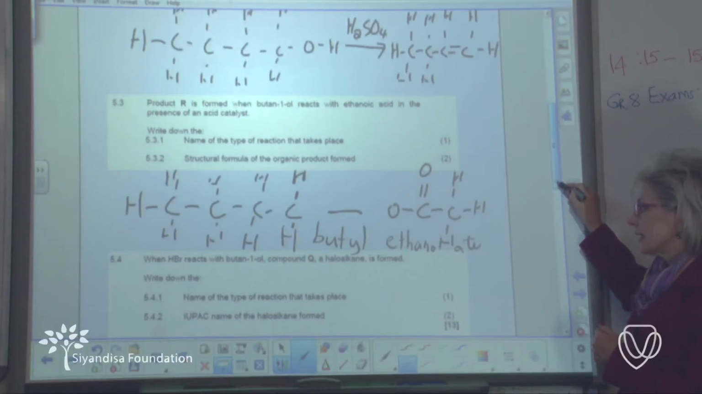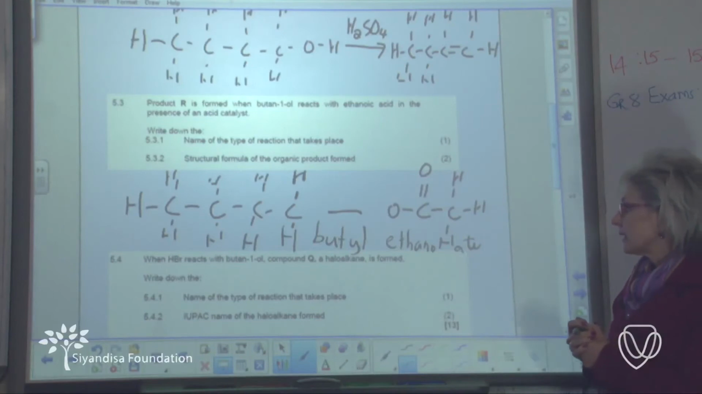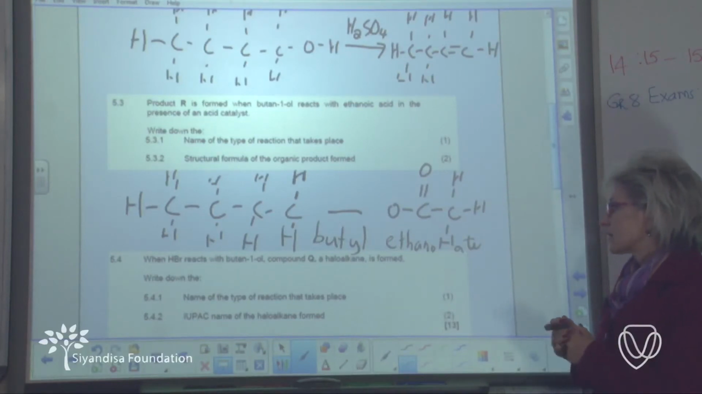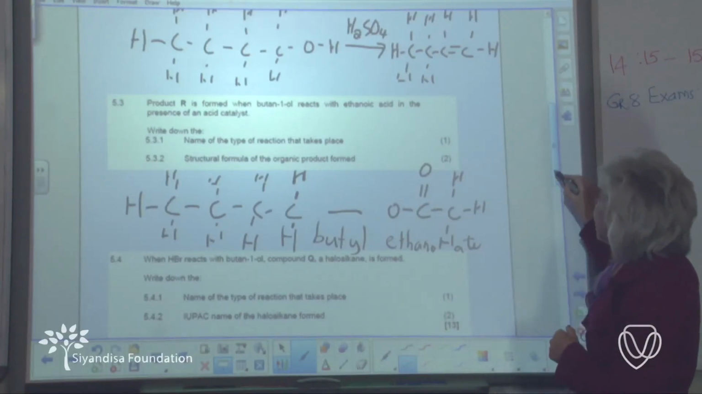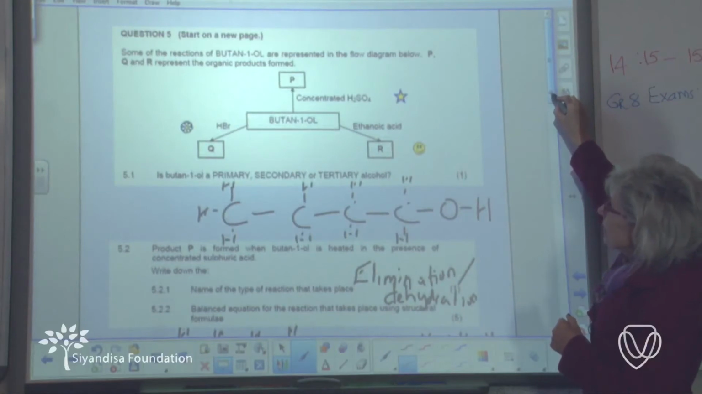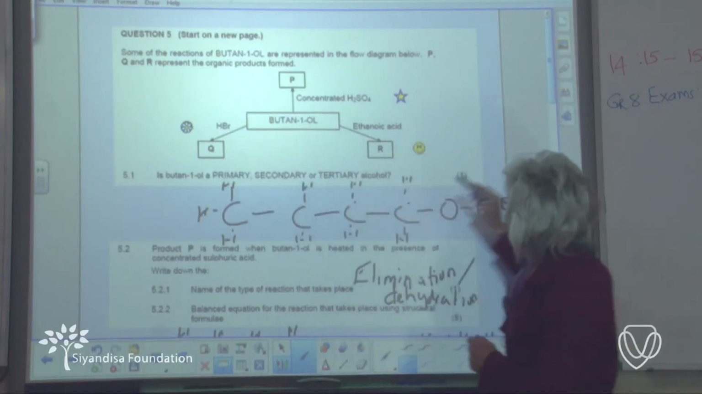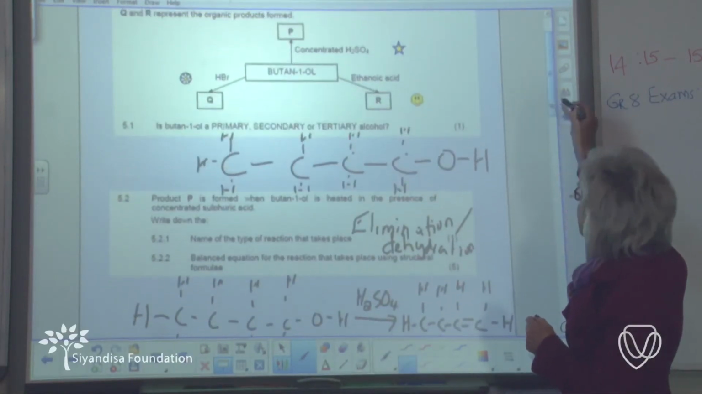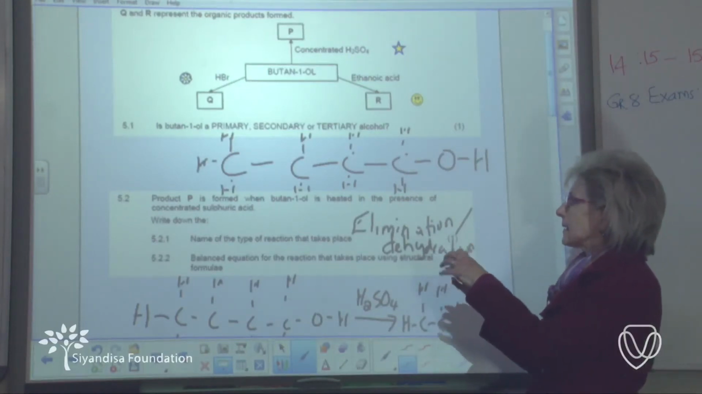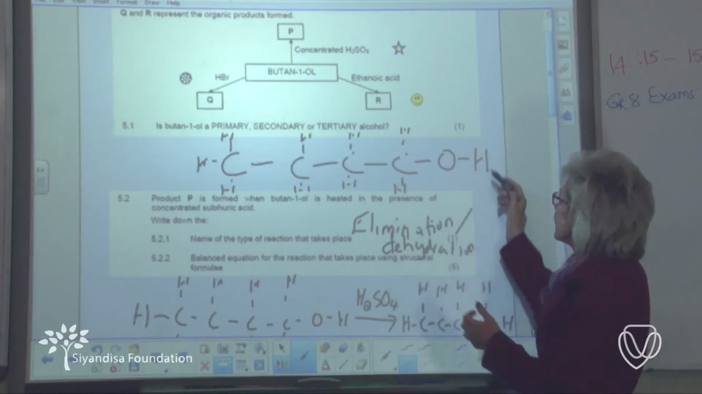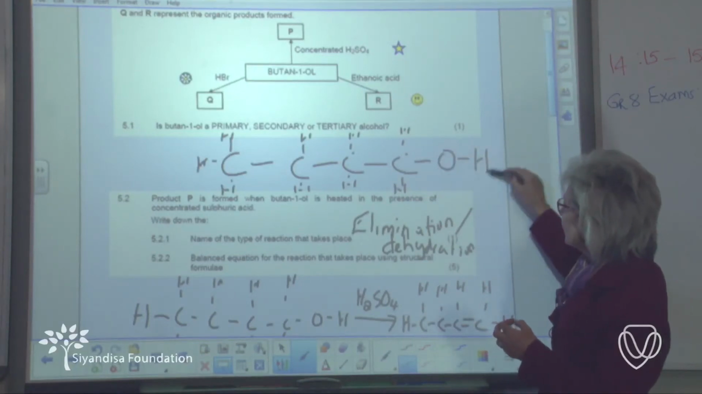There is another question. When HBr now reacts with butane 1-ol compound Q, a haloalkane is formed. Write down the name of the type of reaction that takes place. So what happens? Butane 1-ol becomes a haloalkane. If you find this confusing, I find it easy to look at the thing that makes it different from being an alkane. So here I've got butane 1-ol. So this makes it different from being an ordinary alkane.